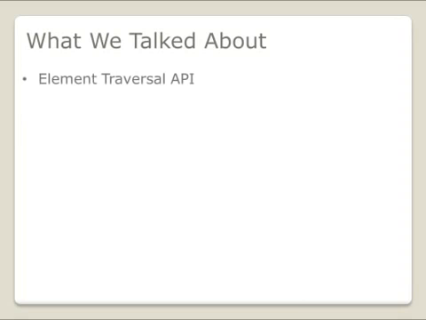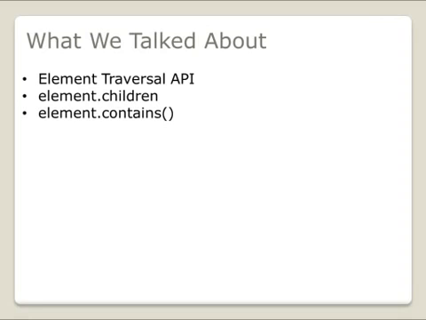So we've gone over a lot of APIs today. Just to review the ones that we've talked about. The element traversal API that lets you move around the DOM tree by skipping over text nodes, things like first element child and last element child. The children collection that's available on Elements that lets you deal directly with element children and not worry about text node children. Element.contains, which determines if one element is a child or descendant of another.